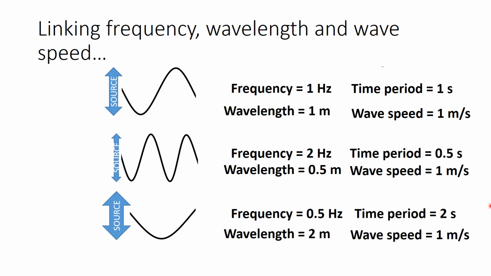But what do you notice? The wave speed for all these examples is the same. And that is because we have this relationship between the frequency, the wavelength, and the wave speed. When the wave speed is constant, then if you double the frequency, so in our second example here, you halve the wavelength. And if the wave speed is constant and you halve the frequency, you double the wavelength. So they are inversely proportional.